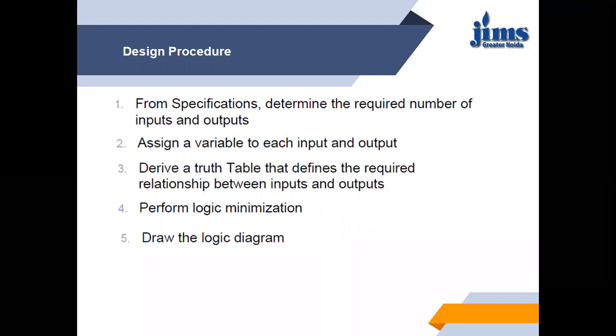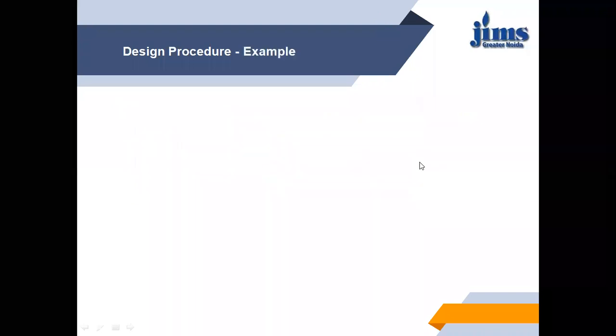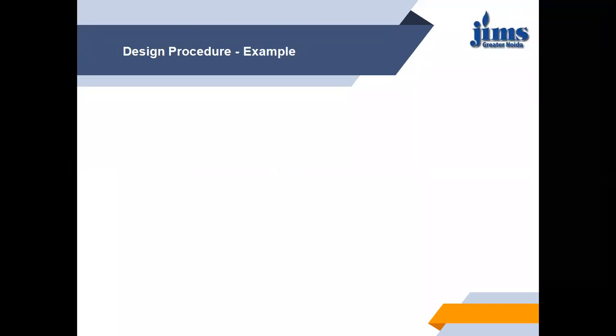After the logic minimization with the help of the K-map, you will get the Boolean expression. Then simply draw the circuit with the help of AND or NOT gates for the Boolean expression which is obtained with the help of the K-map. Now let us take an example of how the specifications are given.